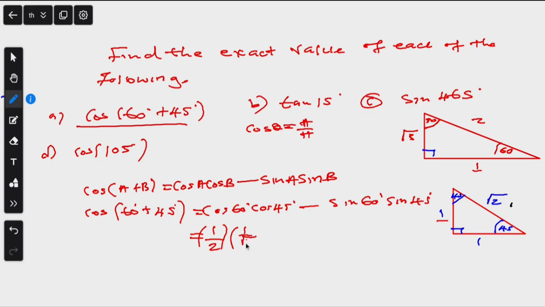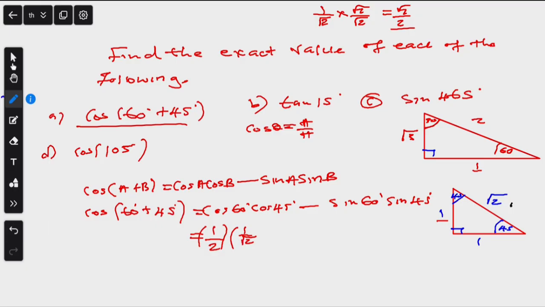A surd can't be a denominator. So to eliminate a surd as a denominator, what I'm supposed to do is multiply by the conjugate. So we have 1 divided by root of 2. So you multiply the numerator and the denominator by root of 2. Then you're going to have root of 2 divided by 2, because you know that root of 2 multiplied by root of 2 is 2. So this is what we're going to have inside.